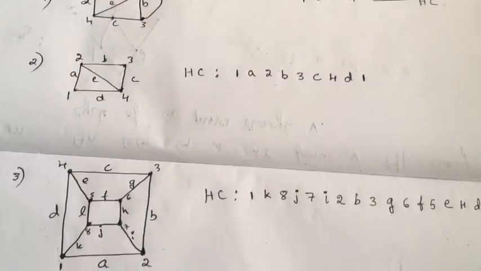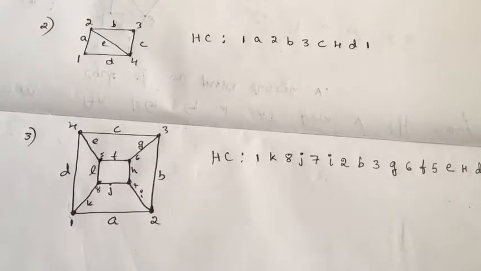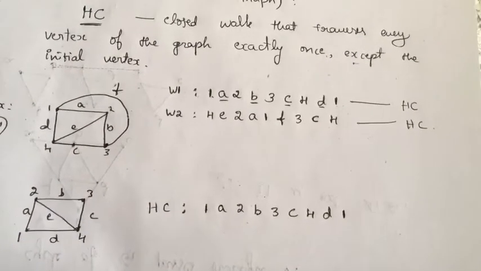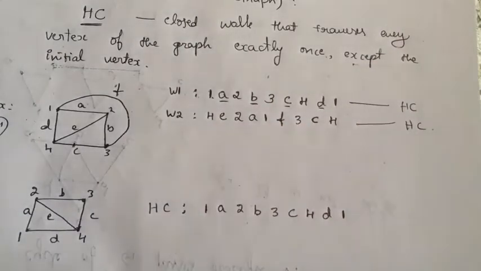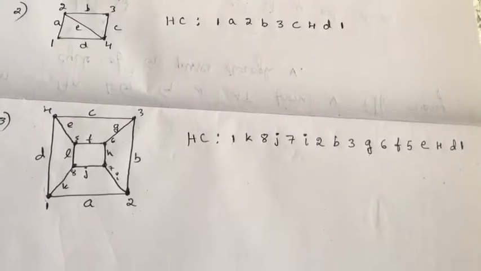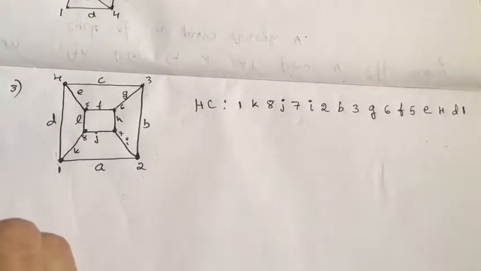Hamiltonian path is simply a walk obtained from this Hamiltonian cycle. If I remove one edge, any edge from the Hamiltonian cycle, then I'm going to get a Hamiltonian path.